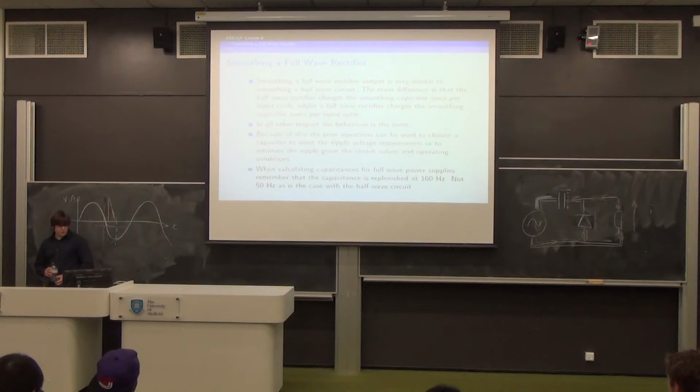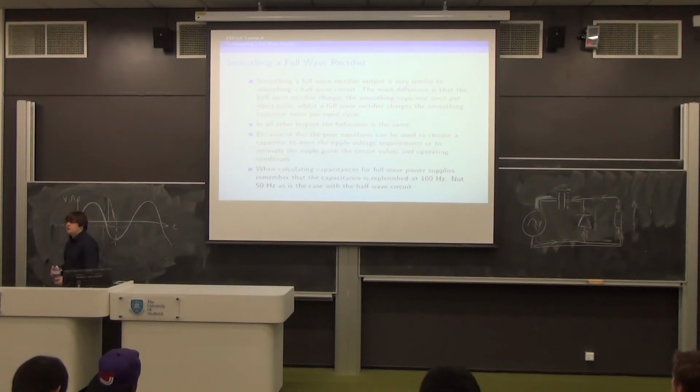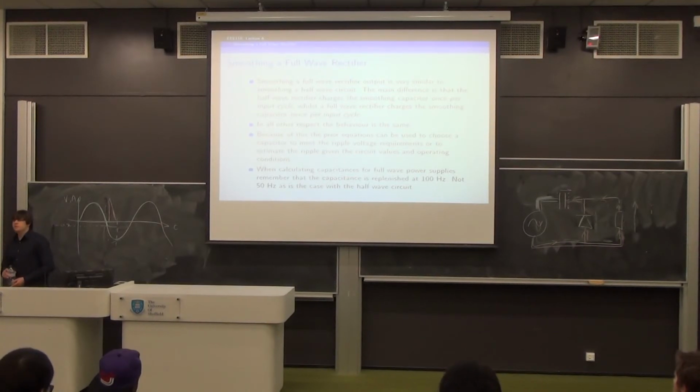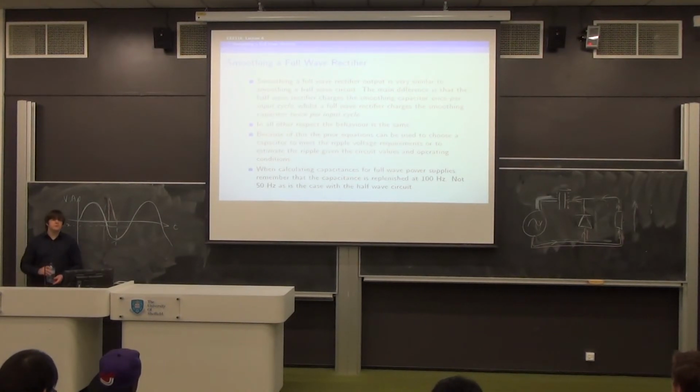So, the smoothing of the full wave rectifier. Everything except the very first one is full wave of some kind or another. The main difference is that the capacitors are charged up once per half cycle, not once per full cycle. So to get a certain ripple specification, you can make your capacitor half as large, which is good because that will make it a lot cheaper, probably more than half cheaper.